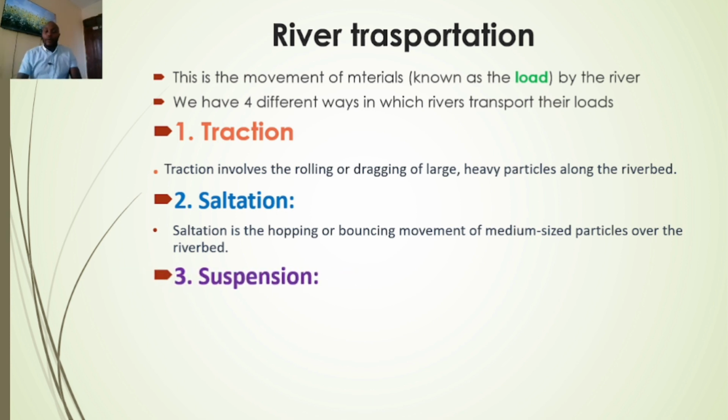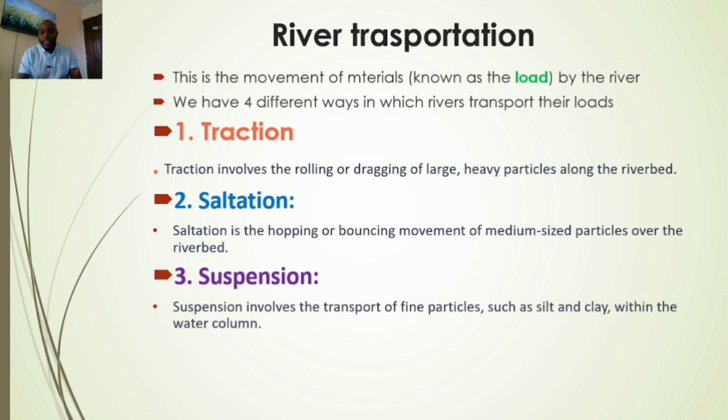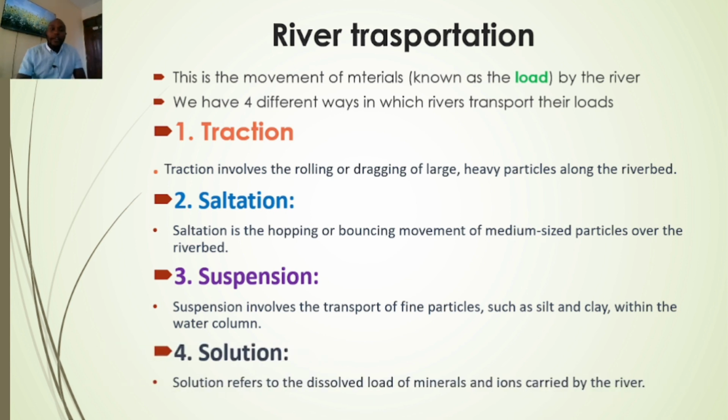Okay, then the third one, suspension. They are being suspended, meaning they are light. Suspension involves the transport of fine particles such as silt and clay. Remember, they are light, so they are transported while suspended in the water. Saltation particles are still hopping along the riverbed, but in suspension, they're suspended. And then we have the last one, which is solution. Solution refers to the dissolved load of minerals and ions carried by the river. So you can't see them, they are dissolved in the river.